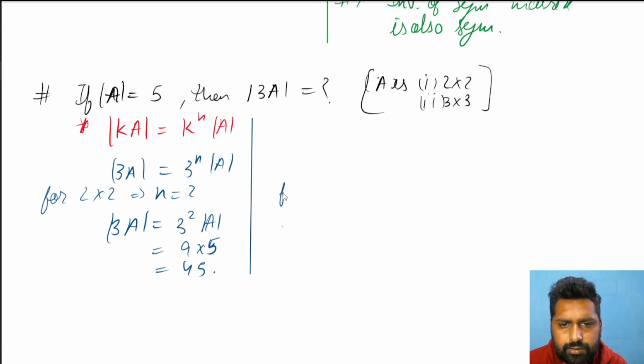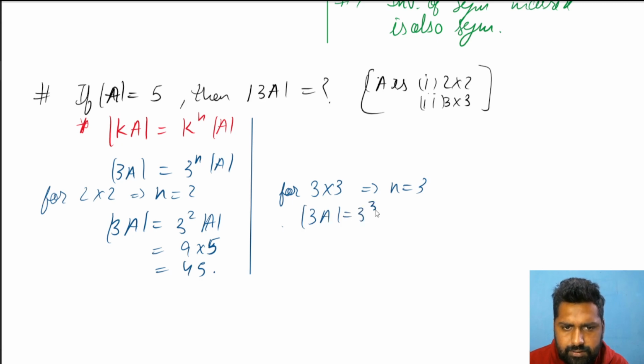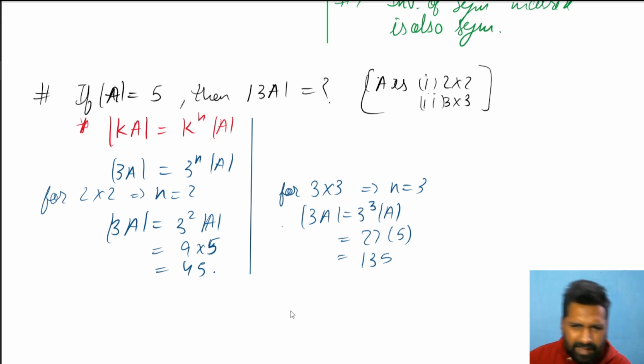Then for a 3 cross 3, it implies n is 3, so determinant of 3A is 3 raised to power 3 times determinant of A, so that's 27 into determinant of A, which is 5. It will result in 135. Okay, that's the direct application here.